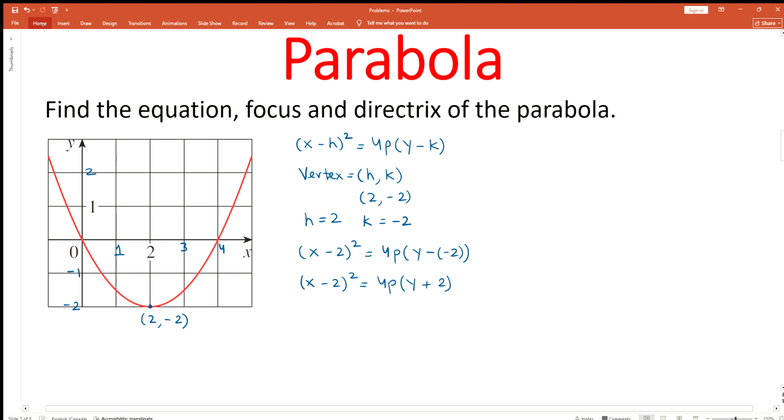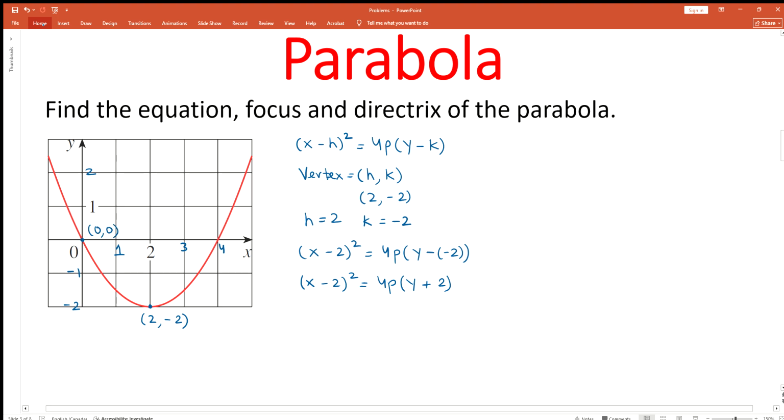Now we have to find the value of p. Since this parabola opens in the upward direction, the value of p should be positive or greater than 0. For a parabola that opens in the downward direction, p is less than 0 or negative. We can find the value of p by using an exact point that lies on this parabola other than the vertex. As per the given graph, the point origin or (0, 0) lies on the parabola.